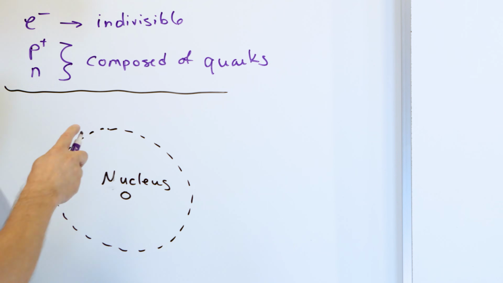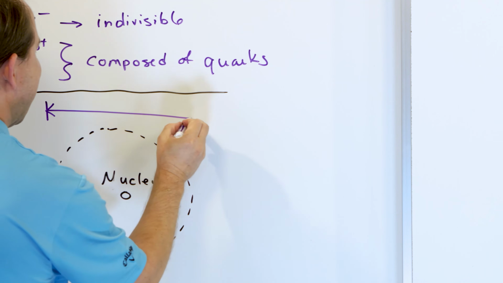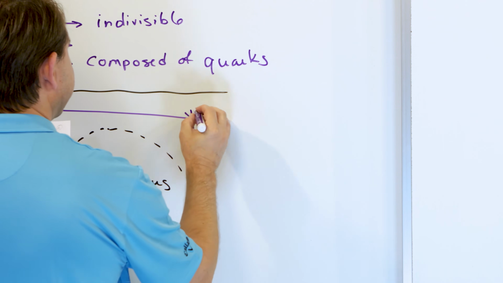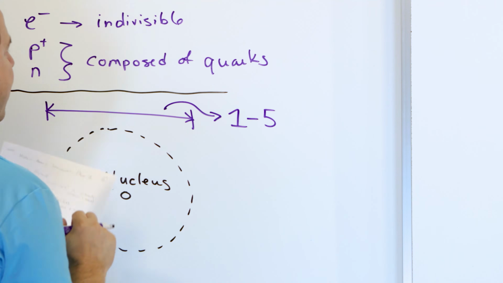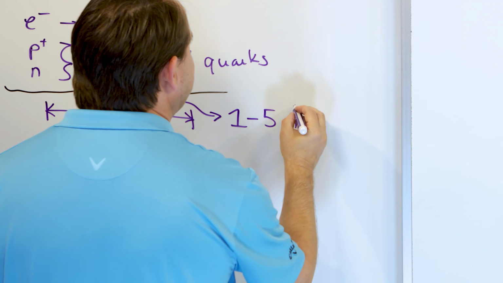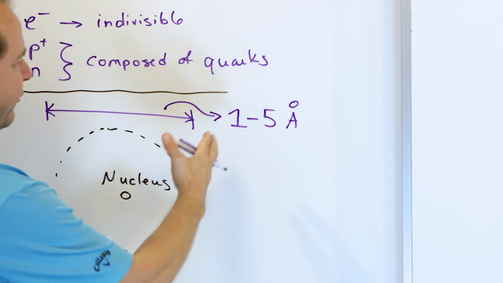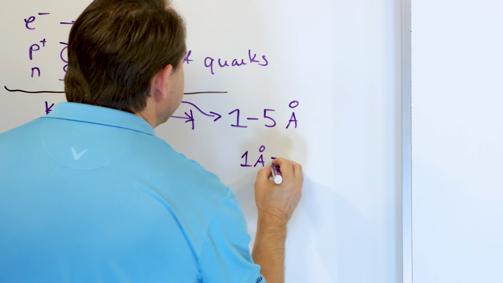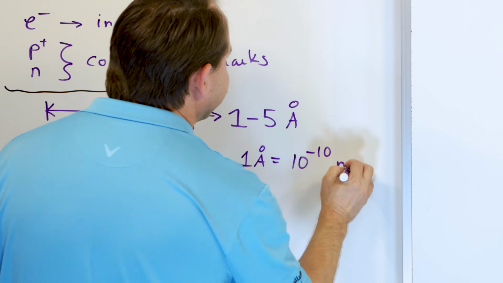And what we figure out is that the size of this atom, from edge to edge of what we're calling the boundary of where all the electrons live, is somewhere in the neighborhood of 1 to 5, and we have a new unit I'm going to introduce to you called the angstrom. It's an A with a little O on top. 1 to 5 angstroms. You're like, what's an angstrom? Well, 1 angstrom is a useful unit in chemistry and in physics. It's equal to 10 to the minus 10 meters.